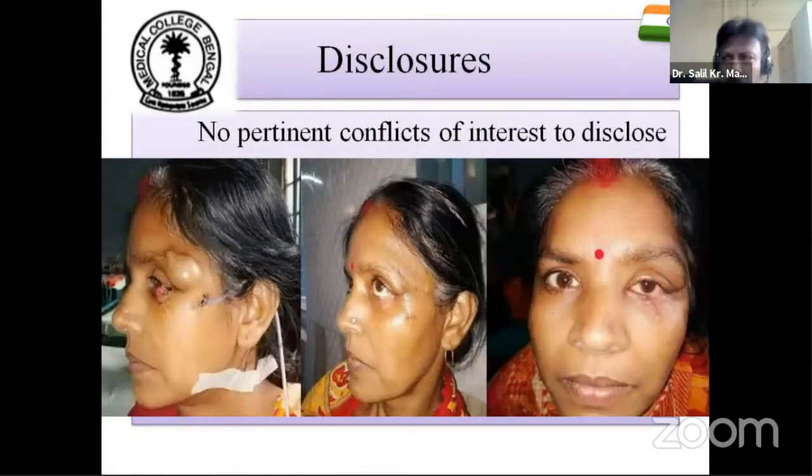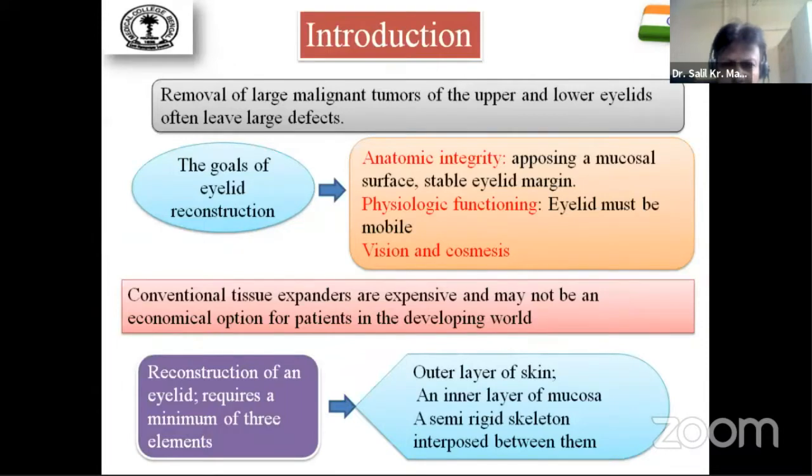Removal of a large malignant tumor is always a challenge to the oculoplastic surgeon. The goal of eyelid reconstruction is to maintain the anatomic integrity and physiologic function of the eyelid, and the restoration of vision and cosmesis. Conventional tissue expanders are expensive and may not be an economical option for patients in the developing world.